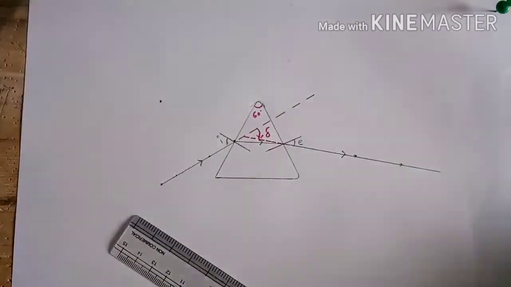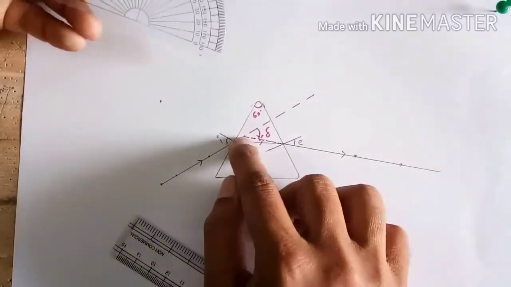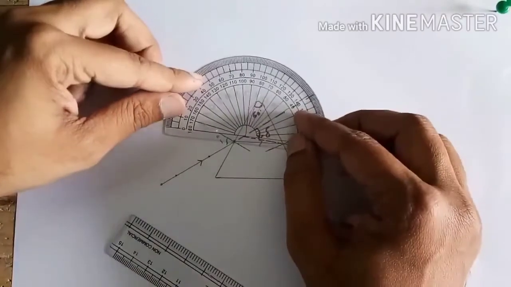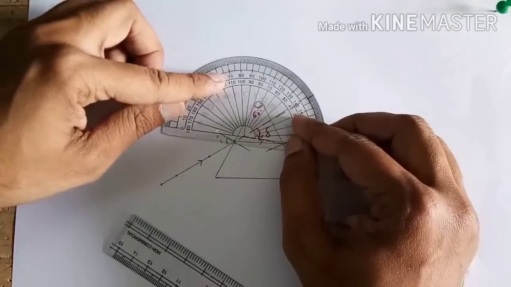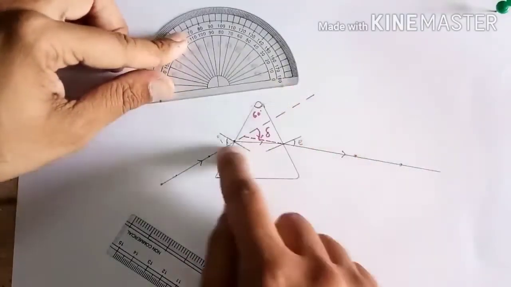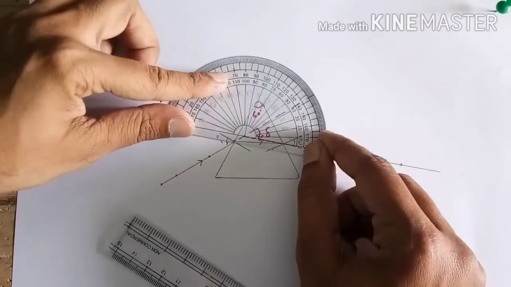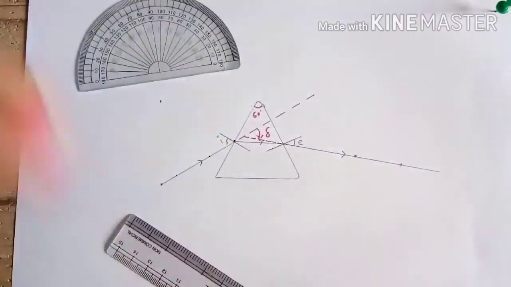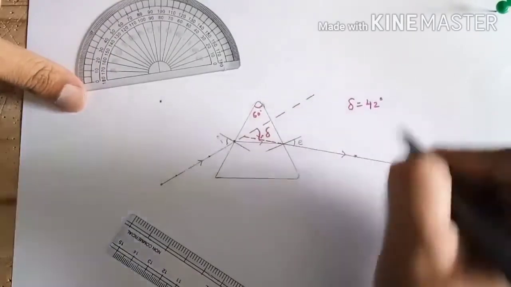So let's measure with the help of a protractor. Okay, how do you measure this? Make sure that this point is falling over here, like this, and the angle of deviation, this line matching with this line, and the angle of deviation is just over 40 degrees. It is approximately 42 degrees. So the angle of deviation for the prism is 42 degrees, right?